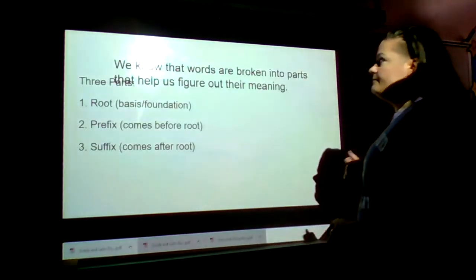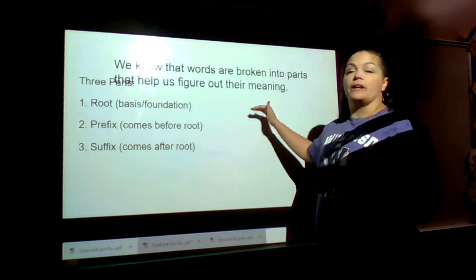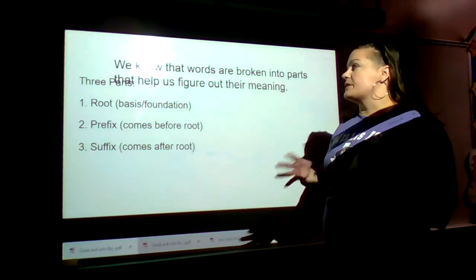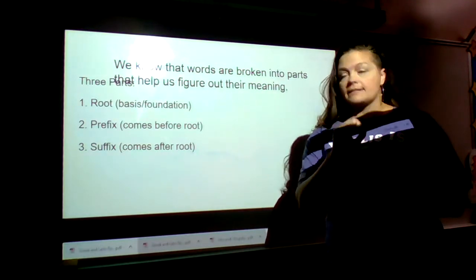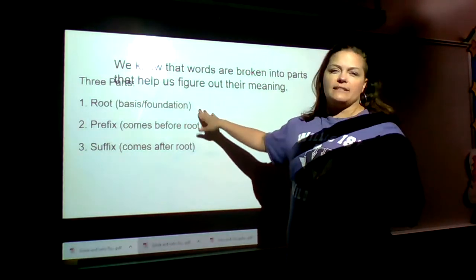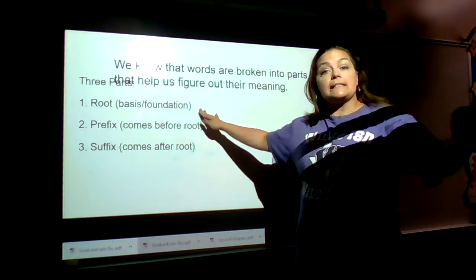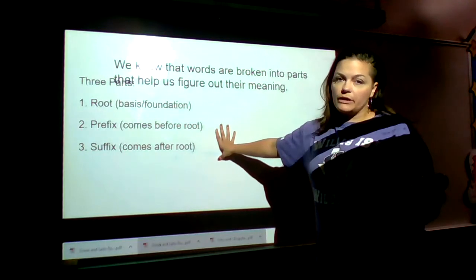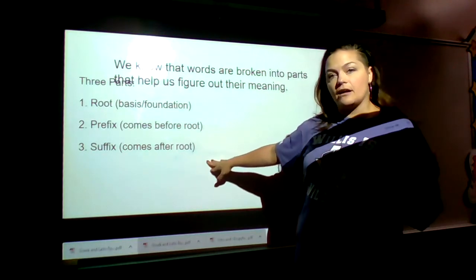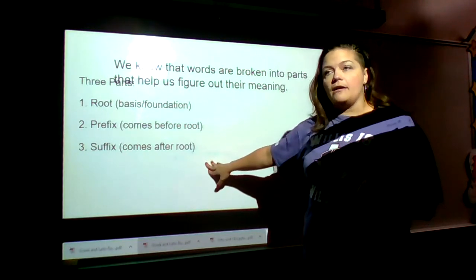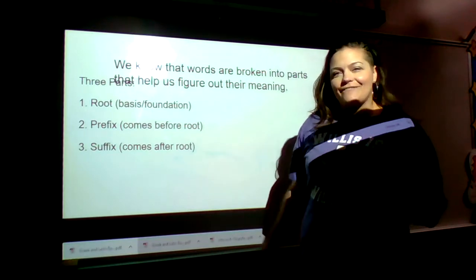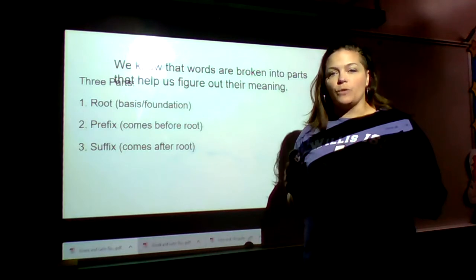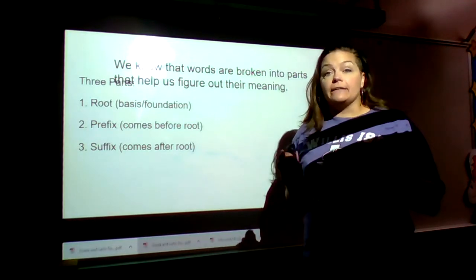So we know that words are broken into parts, and that helps us figure out their meaning. They're typically broken into three different parts. There you have the root word, or the basis of the foundation, the main word that means something. They have a prefix that can come before that root word, and they have a suffix that can come after that root word. Prefixes and suffixes are known as affixes, and they're anything that is added to a root word to help change the meaning a little bit.